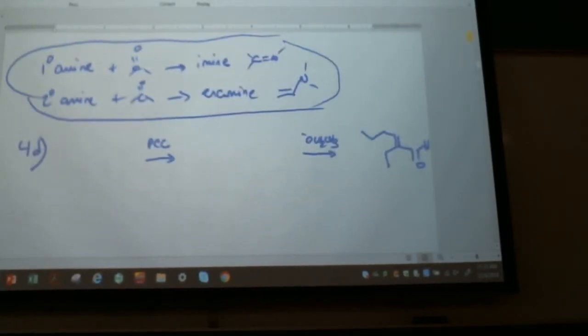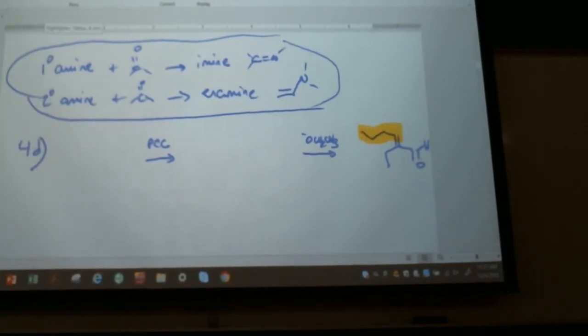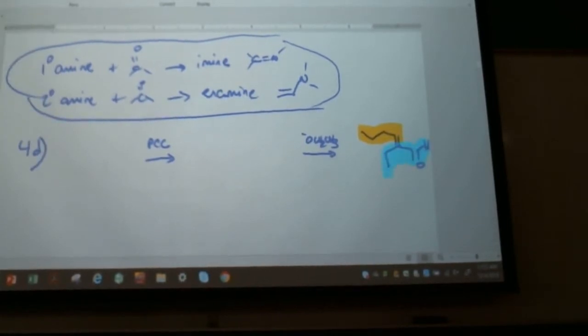So when we look at this, we look at this piece that connected to this piece. This is the original aldehyde that formed the enol and added to itself. And of course what happened here is I oxidized an alcohol to the aldehyde.